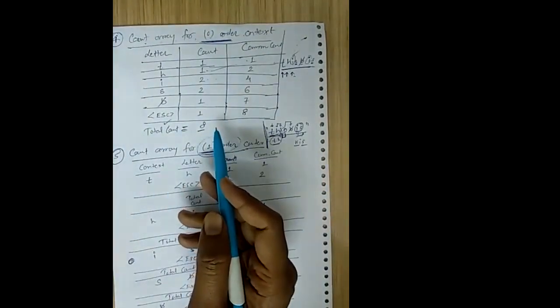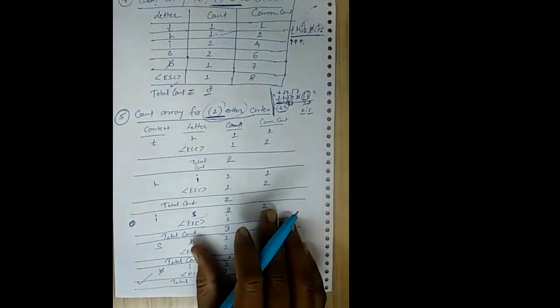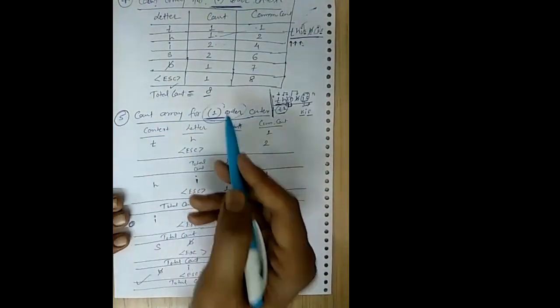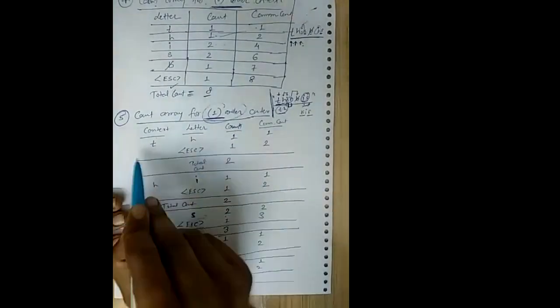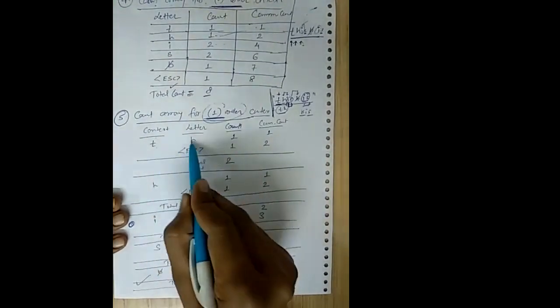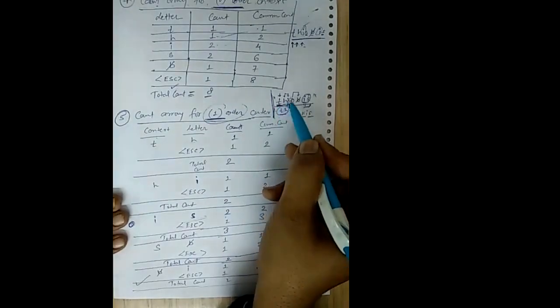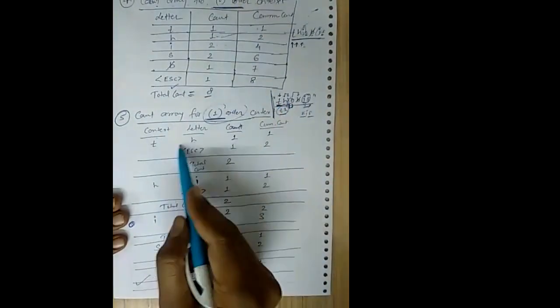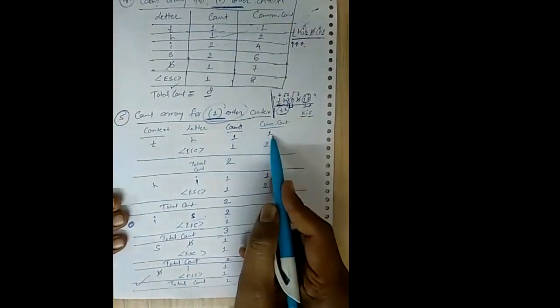After that we need to move to the next, that is order 1. In order 1 we have the context, letter, count and cumulative count, with H count 1 and escape sequence count 1 and 2. Why? Because the context of H, taking H, what is its context? What comes before H? T. So hence we can put it here. Then the count of H is 1 and the cumulative count will become 1.